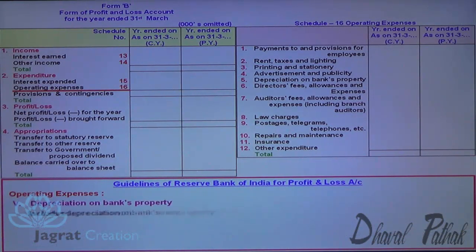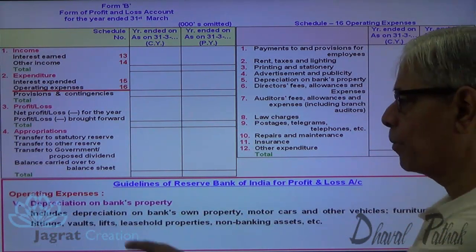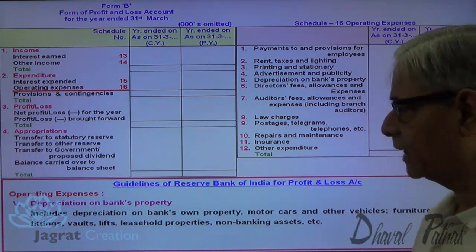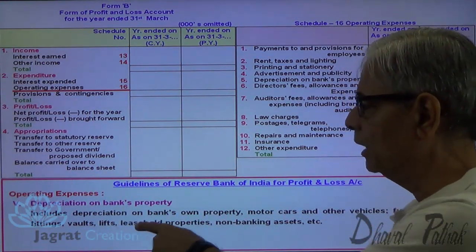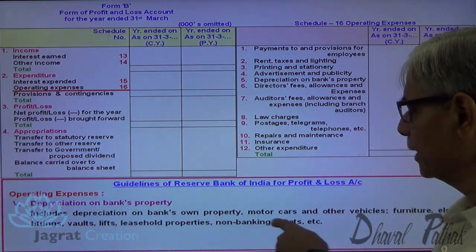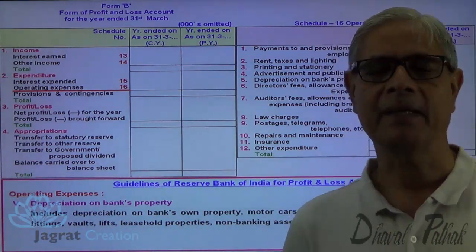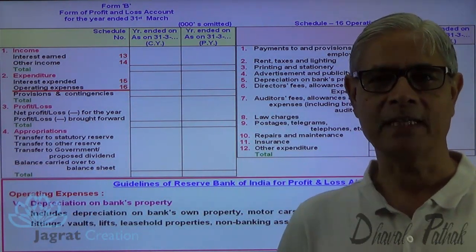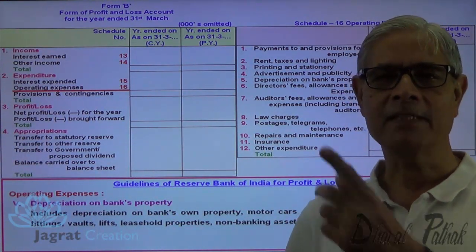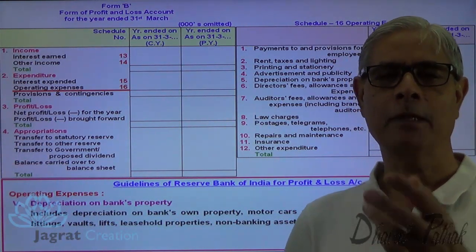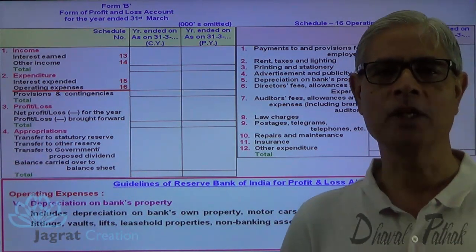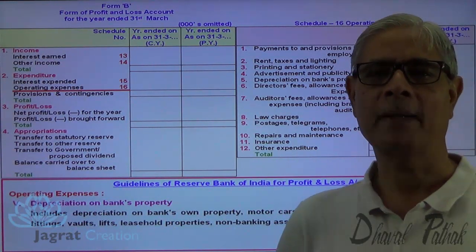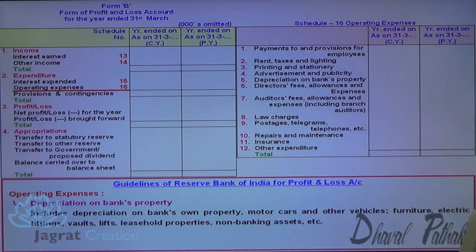Fifth, depreciation on bank's property. Depreciation on bank's property, motor cars and other vehicles, furniture and electricity fittings, vaults, lifts, leasehold properties and non-banking assets. What is a non-banking asset? The bank has advanced money on the security of an asset. If the advances could not be recovered, then the bank takes the possession and the ownership of that asset for which the loan was advanced. Those types of assets are identified as non-banking assets.